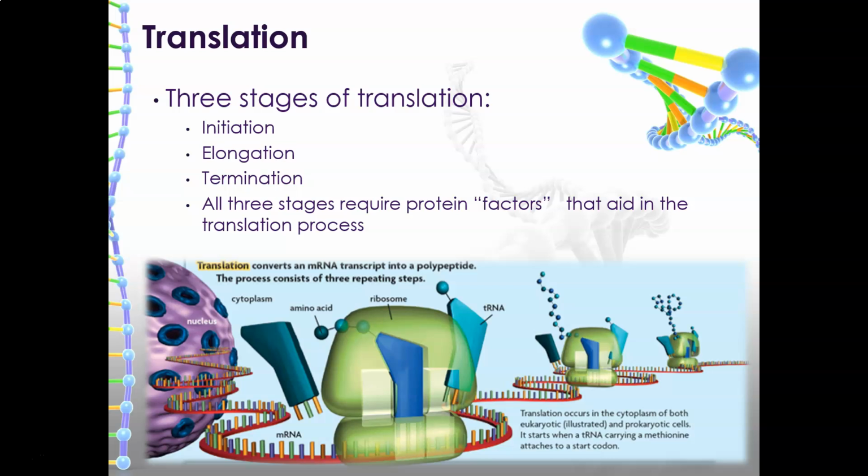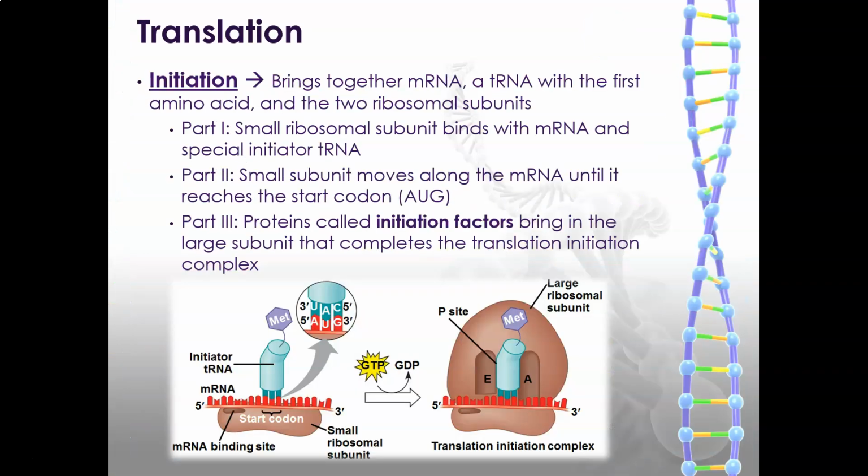So when we look at translation as a whole, we're going to break it down into 3 stages, just like we did with transcription. In fact, we're going to use the same terminology: the initiation, the elongation, and the termination. Now, all 3 of these stages are going to require protein factors that aid in the translation process to either keep things in place, move things along, and so on and so forth. So let's dig into these processes.